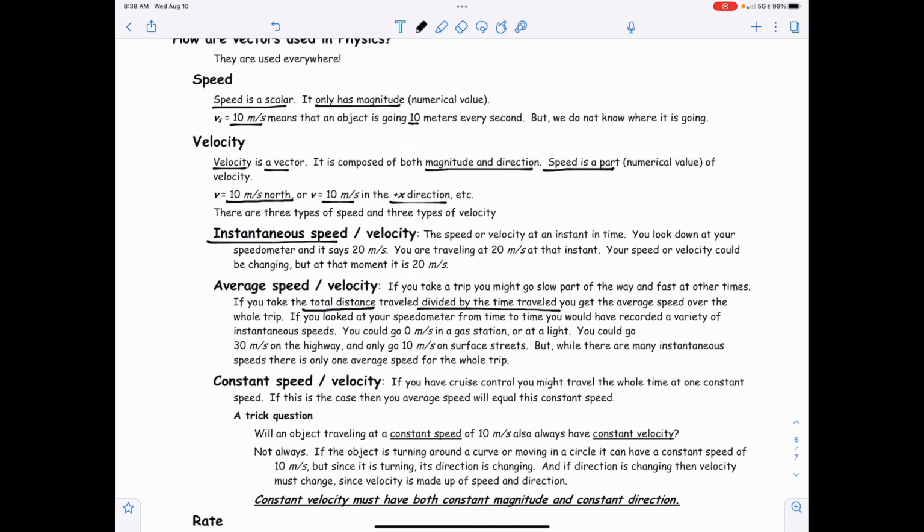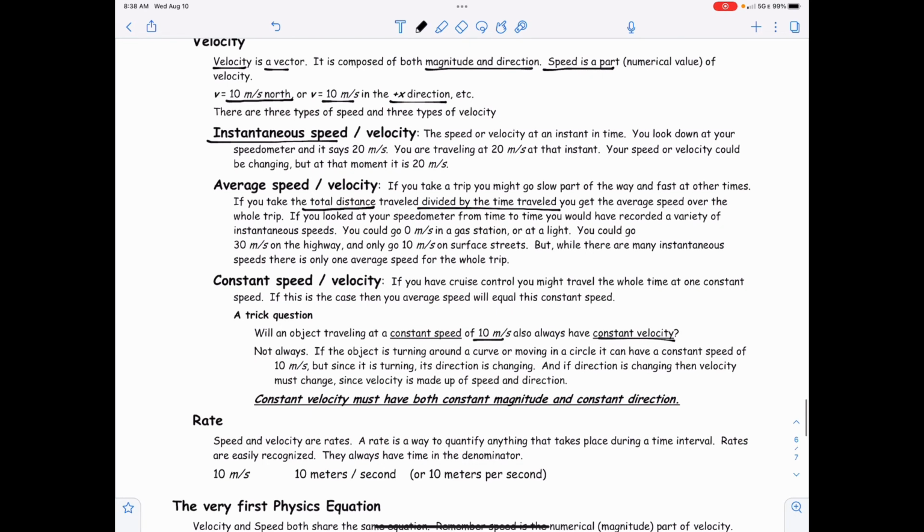Will an object traveling at a constant speed of 10 meters per second also have constant velocity? Well, not always, okay? If the object is curving then you are changing direction, which means the velocity is changing, which means you are accelerating, okay? So you have to be going in a straight line at a constant speed in order to be going constant velocity as well. If you're curving, no.